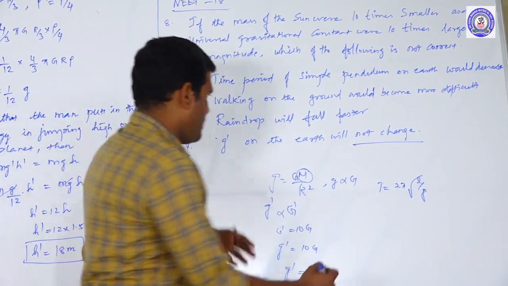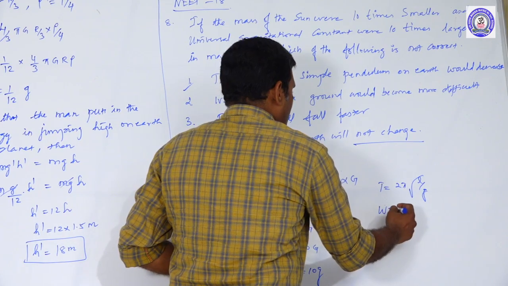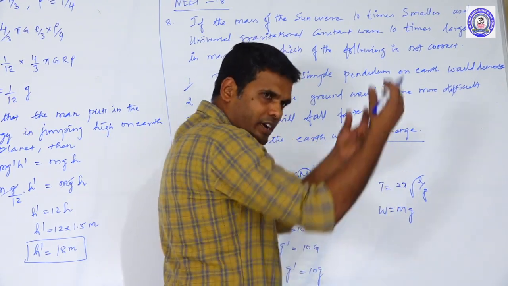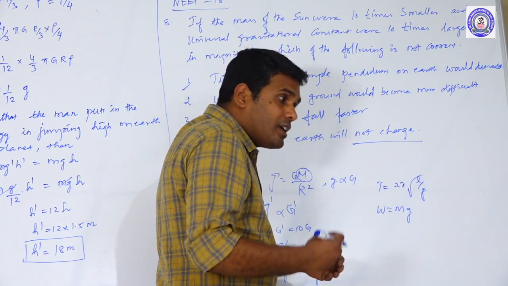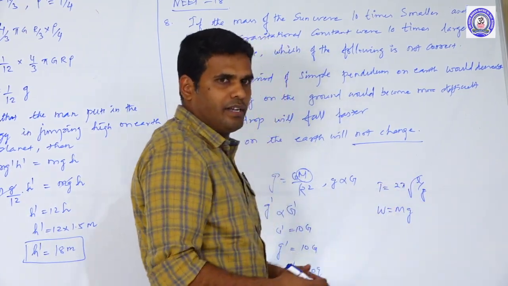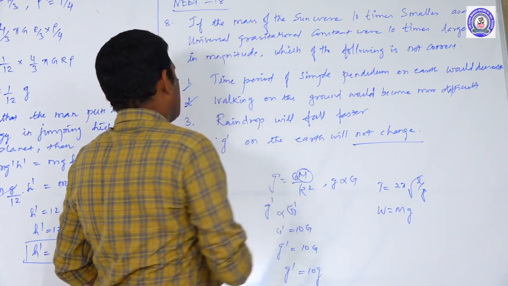Walking on the ground would become more difficult. Why? You will be acted upon by the force of gravity. Your weight will be acting downwards. If g increases, weight will also increase, so that moving forward will be difficult. So this is also correct.